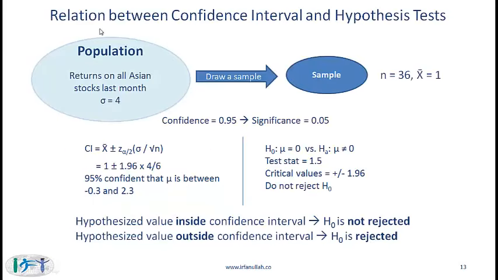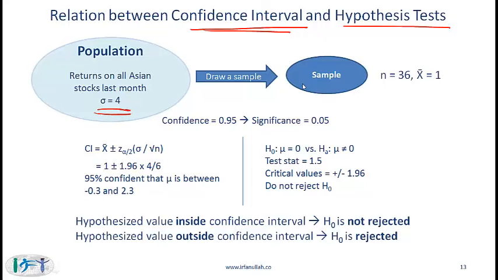Now we look at the relation between confidence interval, which we studied in the last reading, and hypothesis test, which we are studying in this reading. We continue with the example that we've been talking about. We have a population which consists of the returns on all Asian stocks last month. The population standard deviation is 4.